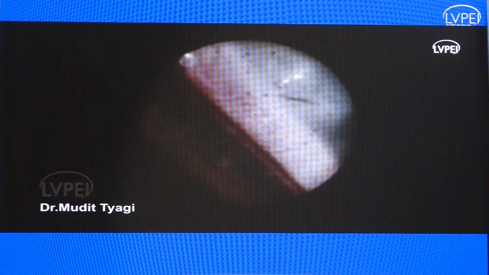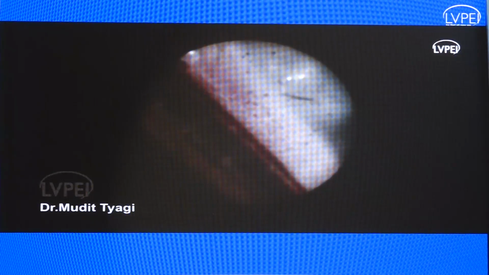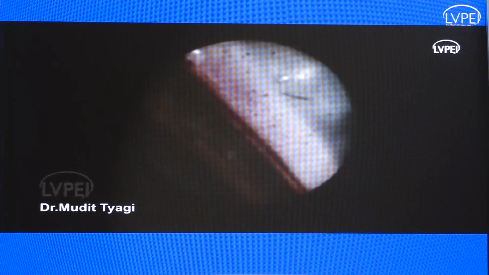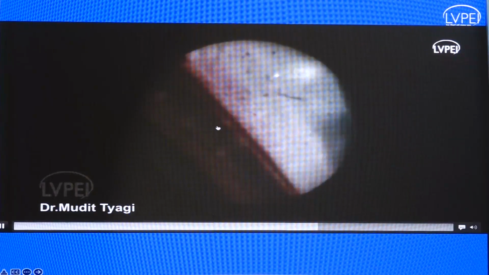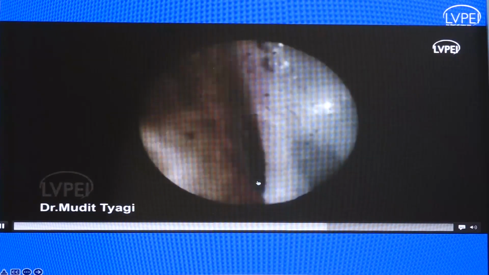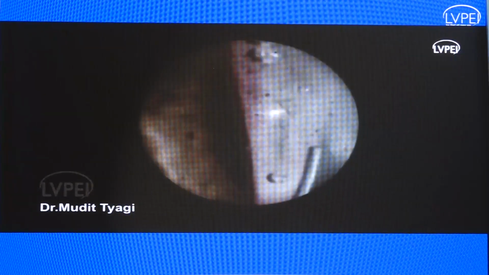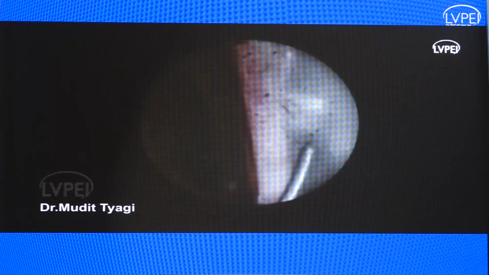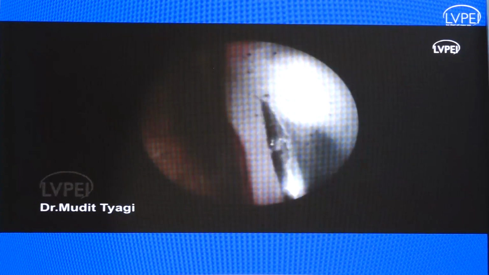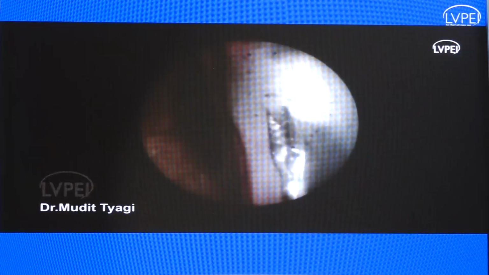The reason I'm showing this is that sites which were earlier not accessible to us can now be visualized with the help of an endoscope. Subsequently we went with the forceps, grasped the stinger and brought it out. So this was the stinger which was causing all of this toxic keratitis, and we could grasp it from the other side and bring it outside.